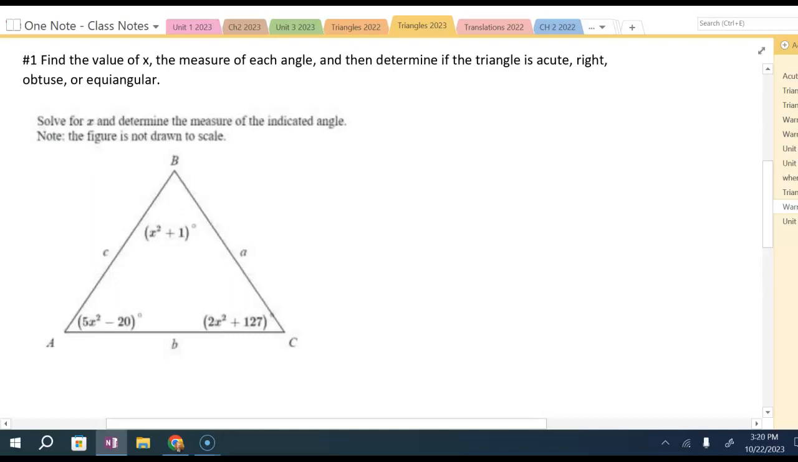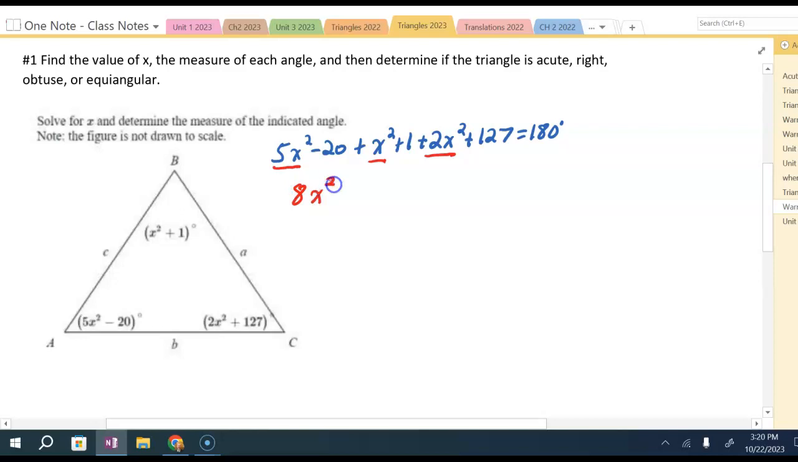Hello geometry students. This is a video lesson of the warm-up on the sum of the interior angles of a triangle that involve quadratics. So the first step here is the angles in a triangle add up to 180. So I'm going to say 5x squared minus 20 plus x squared plus 1 plus 2x squared plus 127 is 180 degrees.